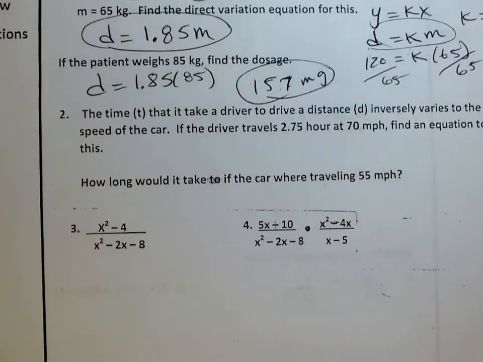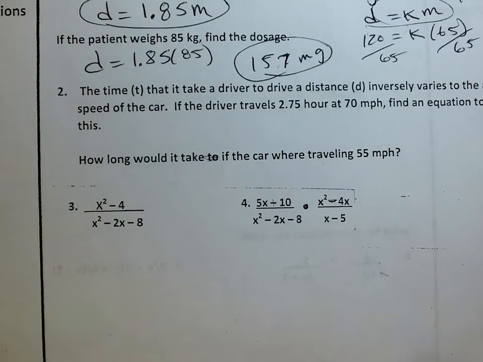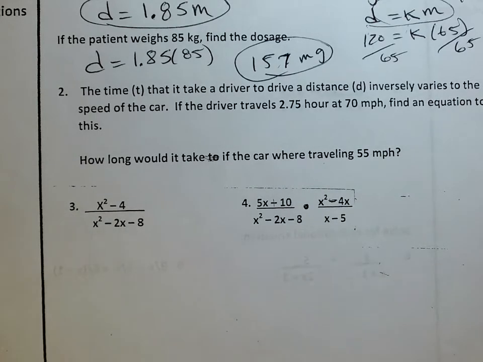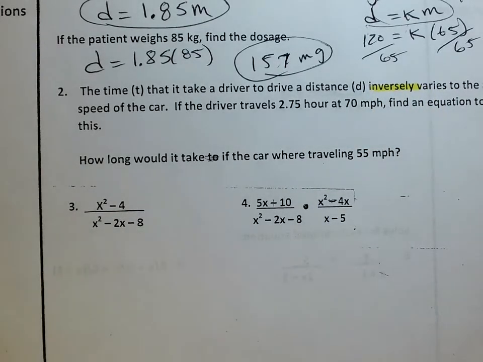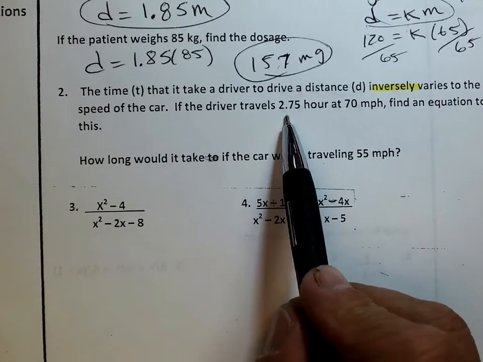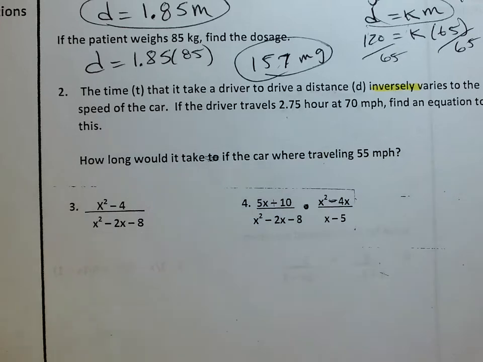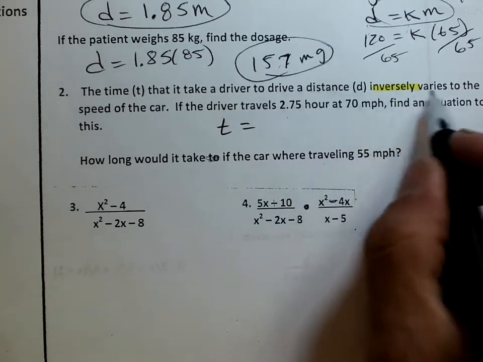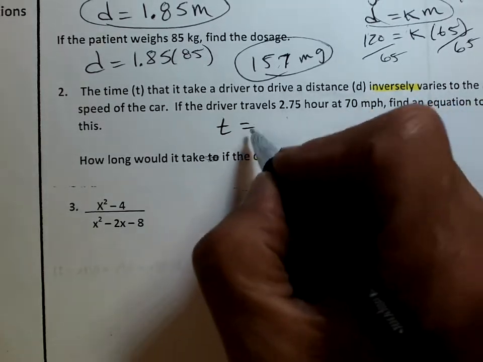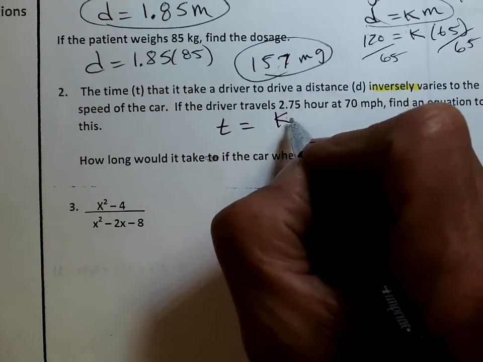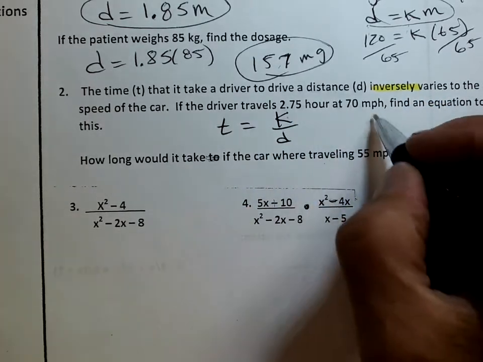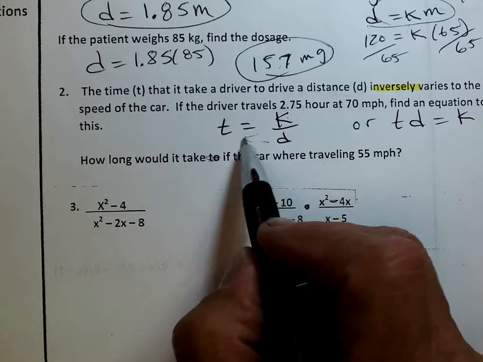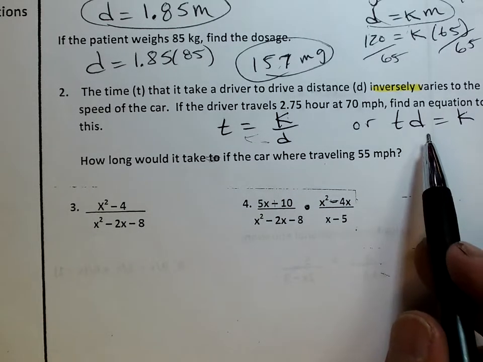Okay, number 2. Same kind of thing. The time t that a driver takes to drive a distance d inversely varies, yes, keyword, inversely varies, to the average speed of the car. If the driver travels 2.75 hours at 70 miles per hour, find the equation to model this. Let's go ahead and set up our variables. We know t varies inversely, so we could either use k over d, or the one I like to use, t times d equals k. It's the same formula, just easier to use. So we can find k pretty easily.